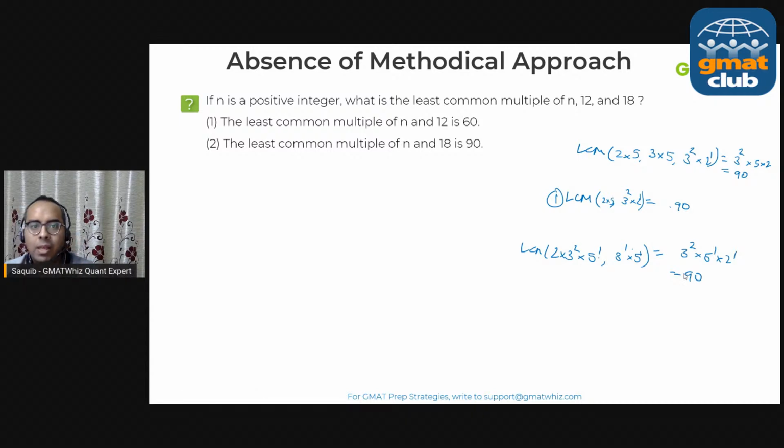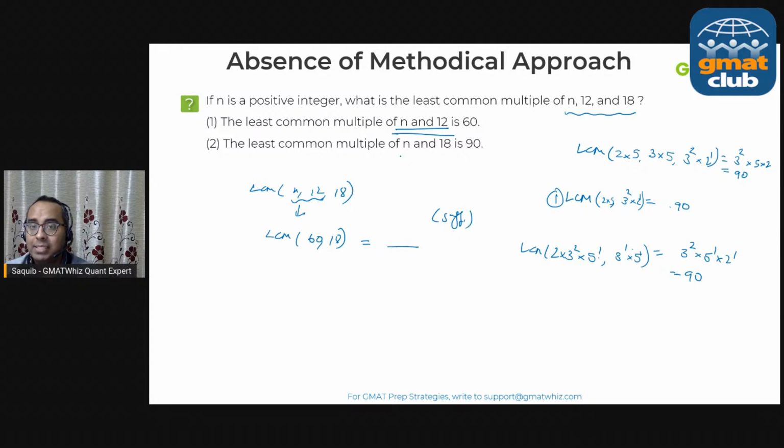Keep in mind, now notice, I need the LCM of these 3 numbers. I need the LCM of n, 12, 18. And the first statement is giving me the LCM of the first 2 numbers. It's telling me the LCM of n and 12 is 60. So can't I simply find out the LCM of 60 and 18 and get my answer? No need to find n. Statement 1 is sufficient.